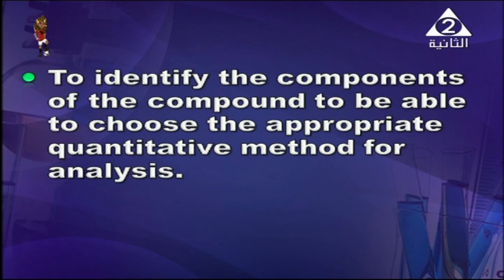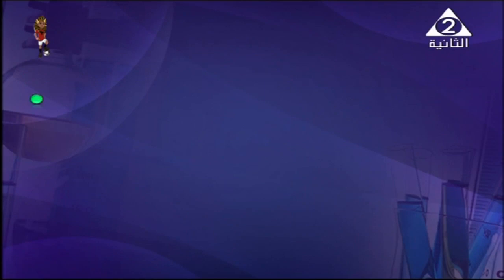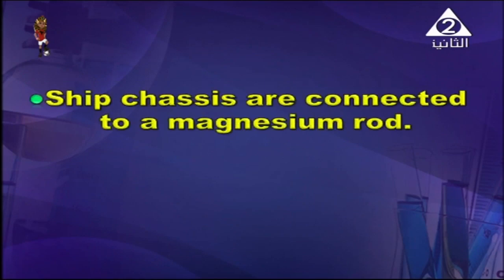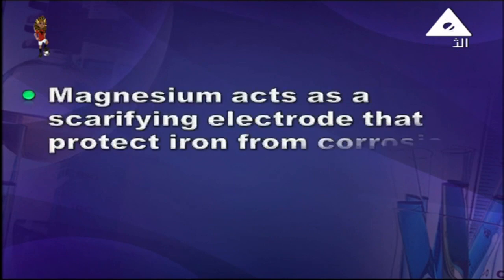It's very important. Another question: ship chassis are connected to a magnesium rod. Why magnesium for the ships? Yes, it's very important. Magnesium acts as a sacrificial electrode. Why? It protects iron from corrosion. You remember? It's important to know this protection from corrosion.